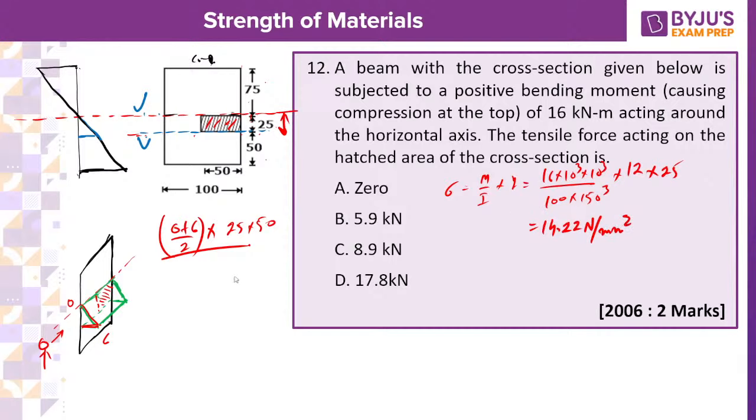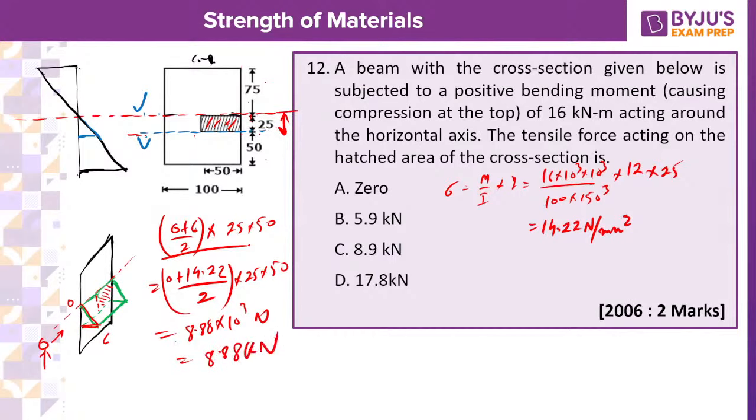Once you get the bending stress, the total force can be calculated easily. The total tensile force, as I told you, is 0 plus sigma by 2, that is 0 plus 14.22 divided by 2, into 25 into 50. It is in Newton. If you calculate, you will get around 8.88 into 10 raised to 3 Newton. If you convert it to kilonewton, you will get 8.88 kilonewton. Did you get that?